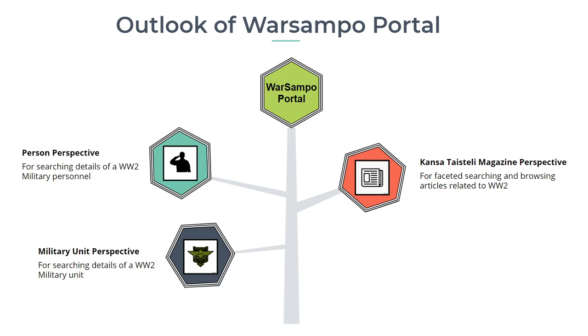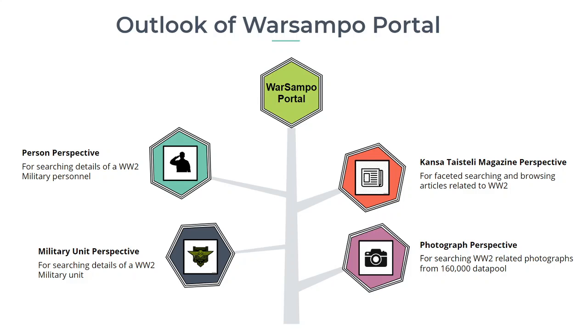Now let's move on to the next perspective. So the next perspective is the Kansa Taistelee magazine perspective. This interface is for faceted searching and browsing articles related to World War II. We can place an article in this interface, and the interface reads it using a core process and searches for keywords in the article, and then provides links for that particular keyword in the WarSampo portal. So it's quite an innovative interface.